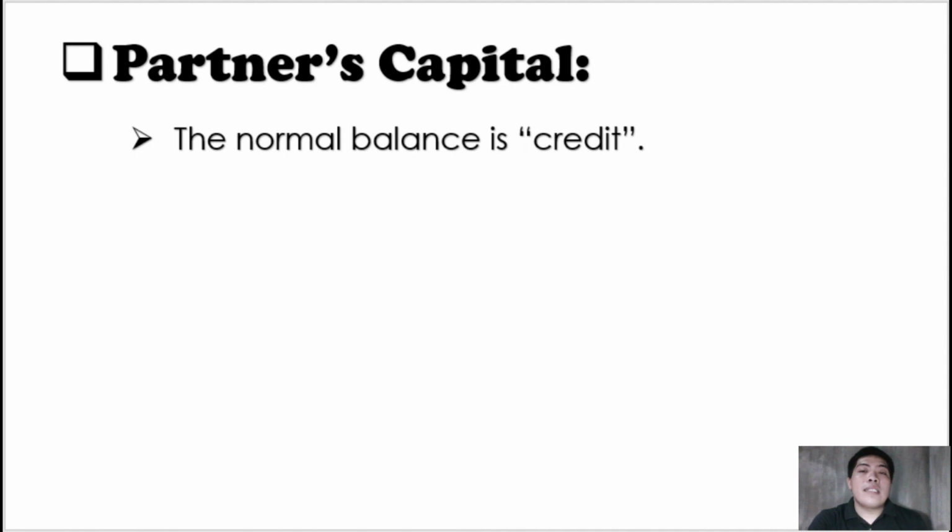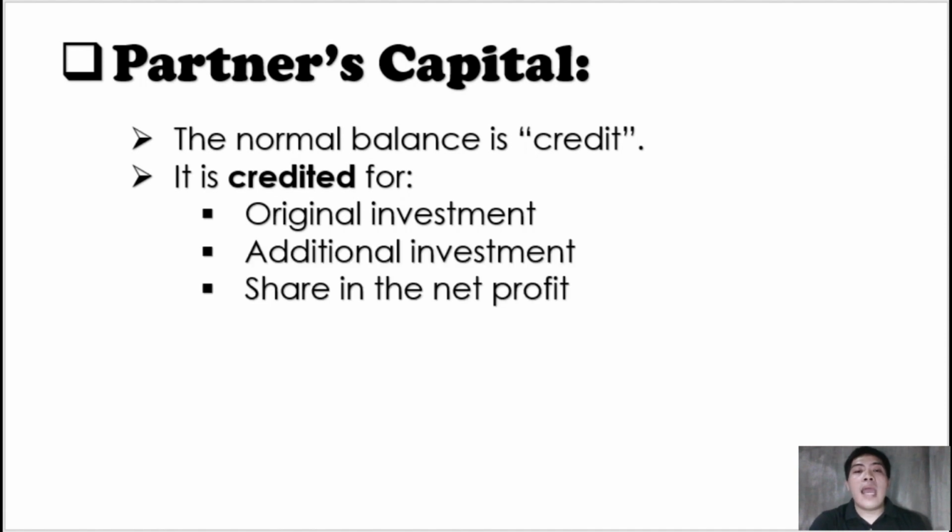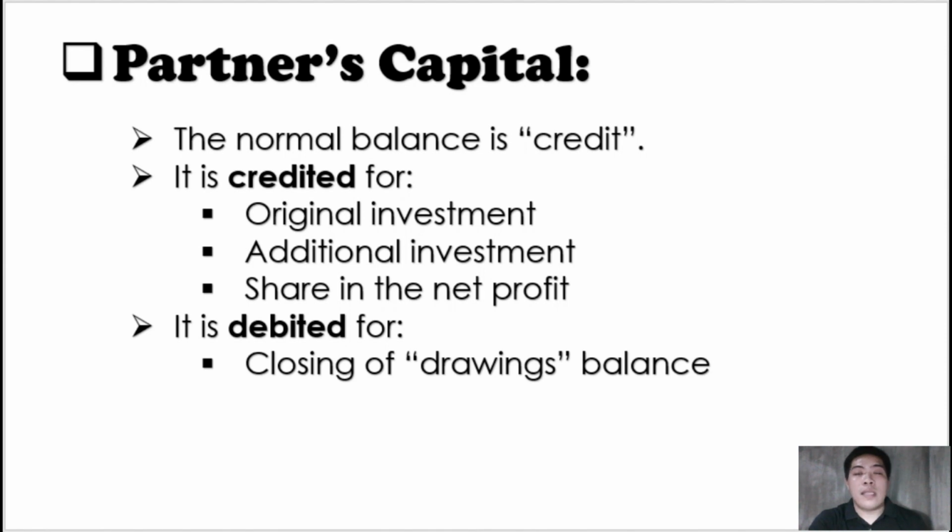Partner's capital, yung normal balance niya is credit kasi nga capital. Familiar kayo doon sa normal balances under basic accounting natin. Normal balance ng assets, debit, and normal balance ng liabilities and capital or equity, we have credit. So, partner's capital, since equity siya, normal balance is credit. We credit capital for the original investment. Pag may original investment tayo, i-credit yung partner's capital account. Also, for additional investment and share in the profit. Okay. Reverse balance niya, we have debit. So, partner's capital is debited for closing of drawings balance.